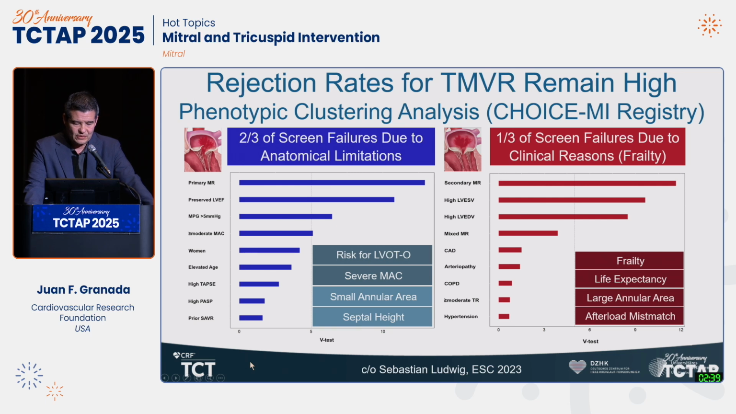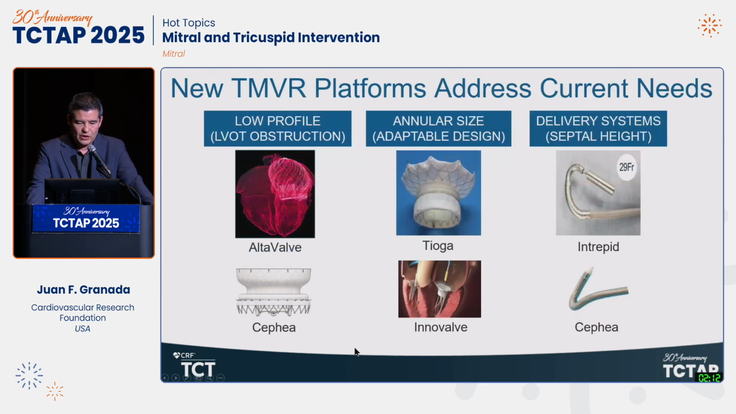David presented some of the data that we generated also from Europe with the CHOICE-MI registry, and at least we know that a third of the patients were screened out of TMVR studies for clinical reasons, and two-thirds due to anatomical reasons, being LVOT obstruction and valve areas not fitting the type of areas that would be required. These were the main limitations in these first-generation technologies.